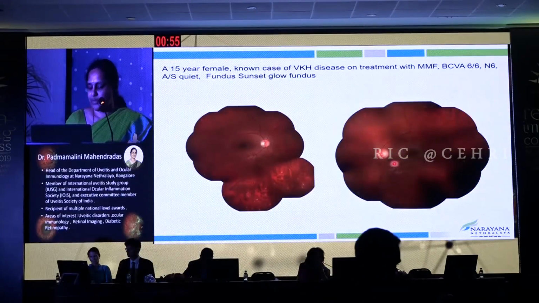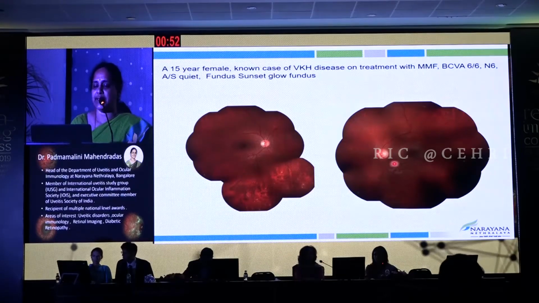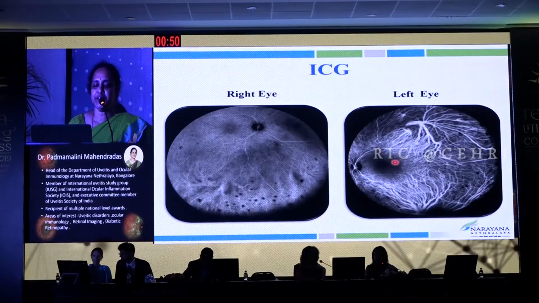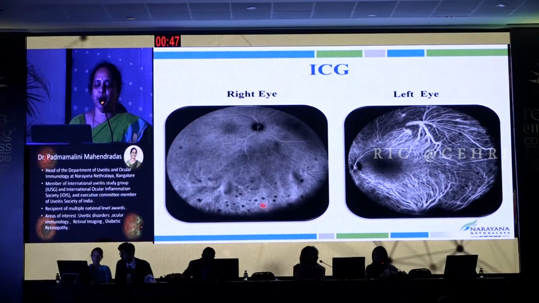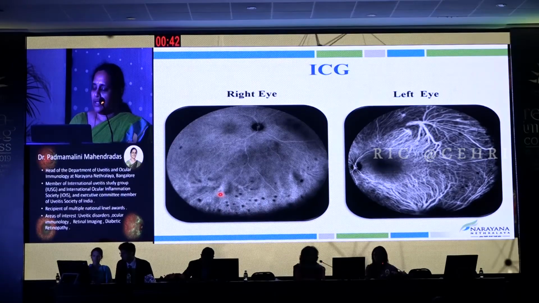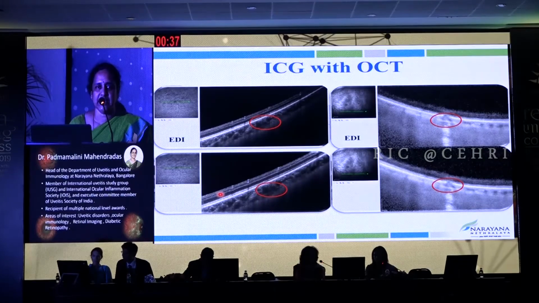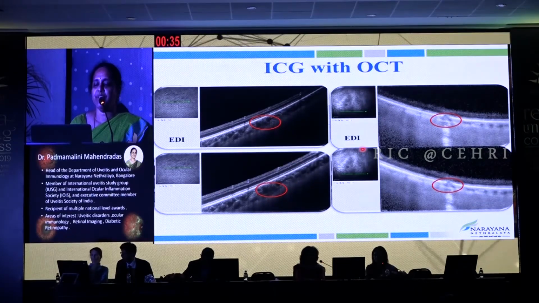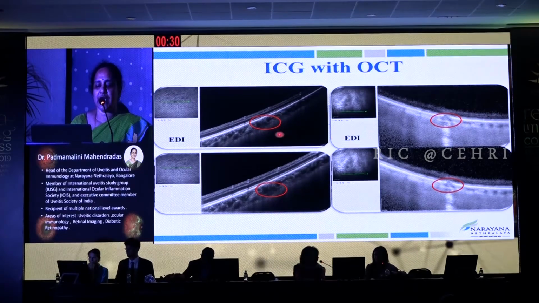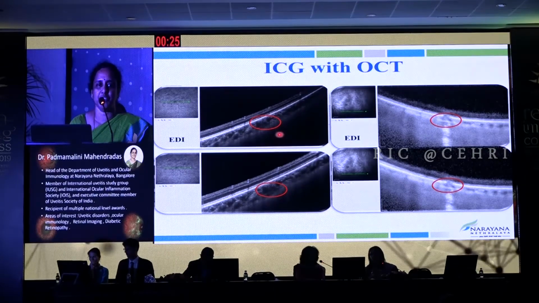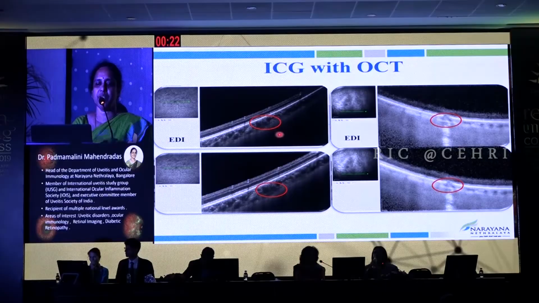Here is a case of VKH disease with sunset glow fundus. Visual acuity is 6/6. ICG shows both well-defined hypofluorescent dark dots and a few ill-defined spots as well. So how do we differentiate to confirm? When we do ICG along with OCT, we can confirm. The hypofluorescent spots corresponding to the areas of chorioretinal scar are one type, whereas a hypofluorescent lesion in the choroid is suggestive of a granuloma, indicating active inflammation. So when we combine hypofluorescent dark spots with OCT, we can differentiate between the two.